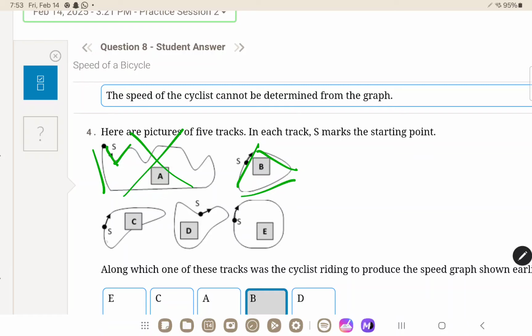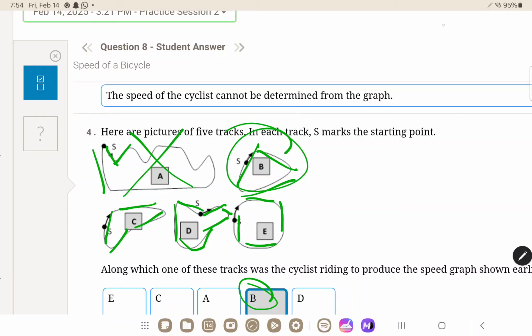But let's look at the other options. Here you had 1, 2, 3, 4. 4 parts. So technically no. 1, 2, 3, 4, 5, 6. So not really. And here you had 1, 2, 3, and 4. So the only one that actually had 3 straight lines is B. So that's why it's your correct answer.